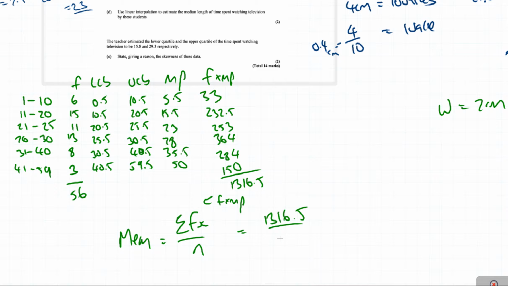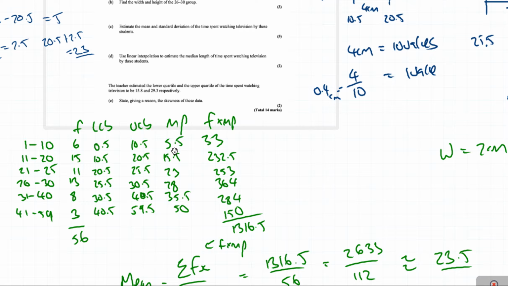So the mean is equal to 1316.5 divided through by 56. And that gives an answer of 2,633 over 112, so a rough estimate of 23.5. So that's the mean. The next step then is to find the standard deviation. So the formula for the standard deviation is given to you in the question.